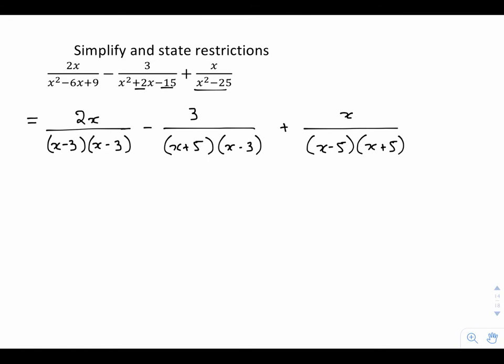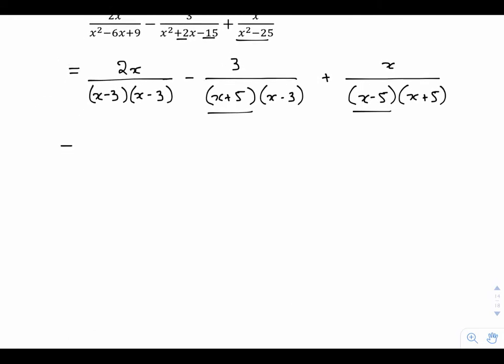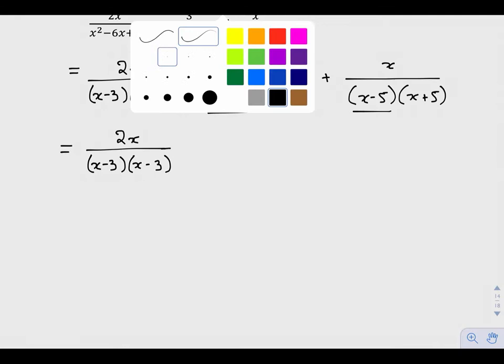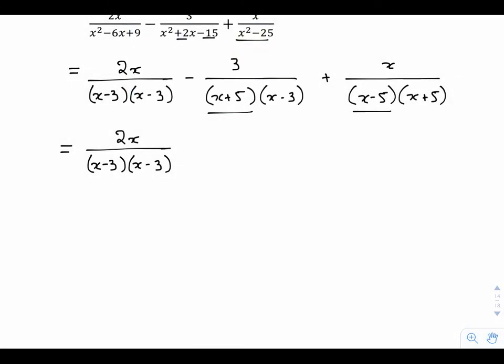Now, the first fraction has an x minus 3 twice, but does not have an x plus 5, does not have an x minus 5. So guess what? I'm going to rewrite that fraction such that I multiply numerator and denominator by x plus 5 and x minus 5. And to make it explicit, I'm even going to use a different color. So let me extend that fraction line. So I have an x plus 5 and an x minus 5. Same thing here in the denominator, x plus 5 and x minus 5.